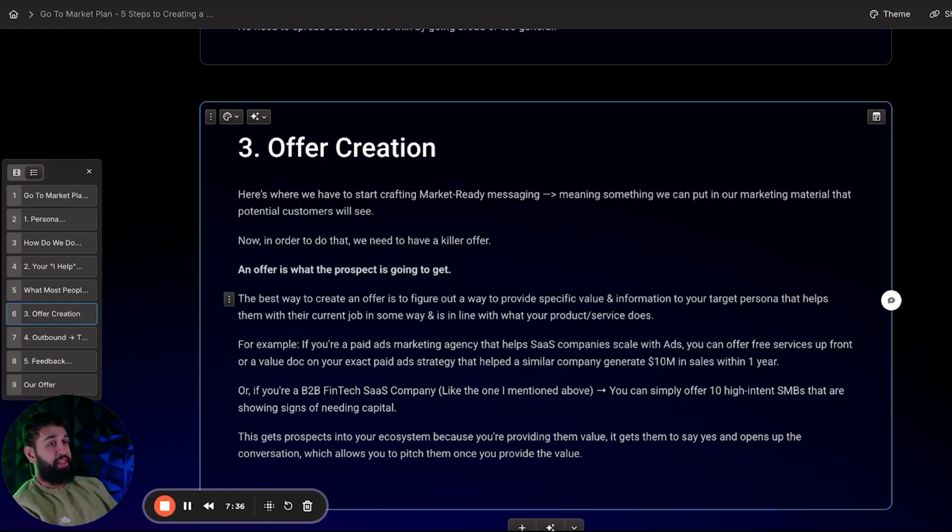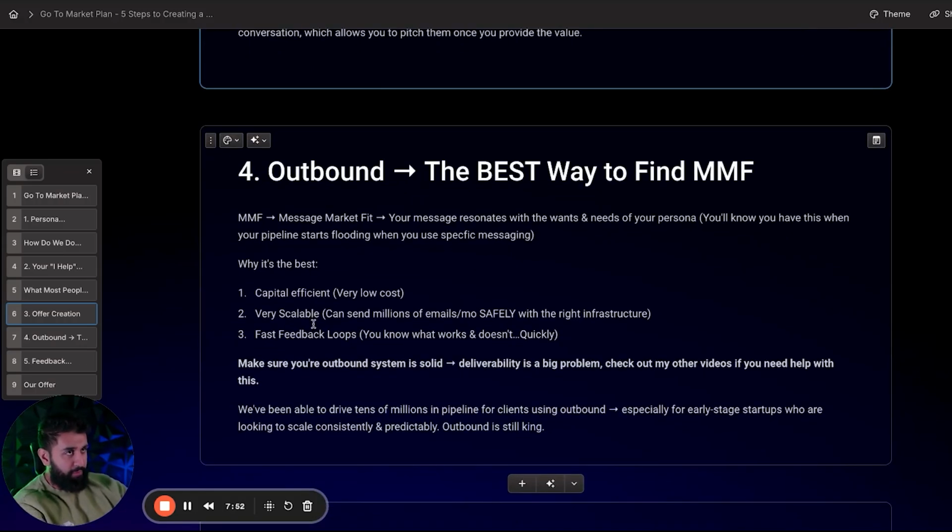And then they're going to get value out of that, and then they're going to want to buy your product. They're going to get into your ecosystem, right? This gets your prospects into your ecosystem because you're providing them with value, right? It gets them to say yes, and it opens up the conversation, which allows you to pitch them once you provide that value, okay?